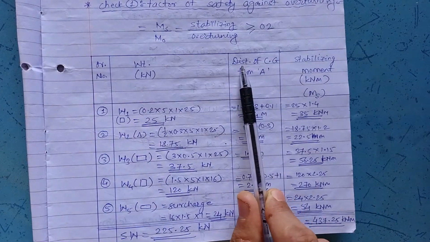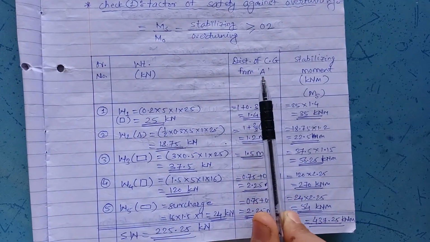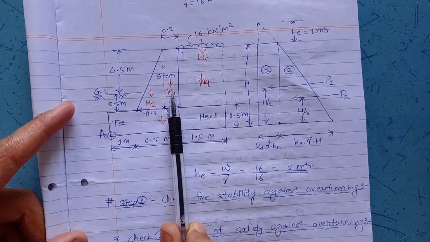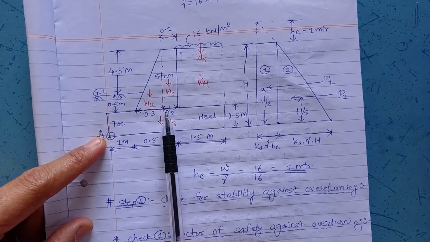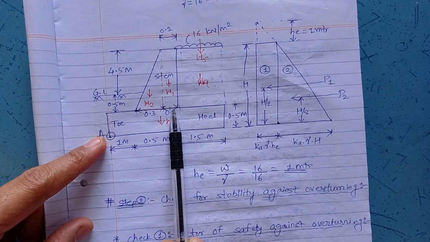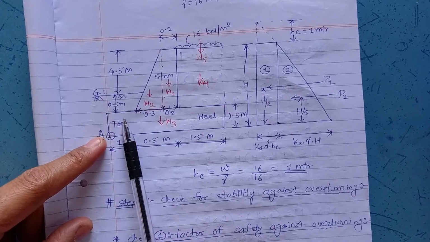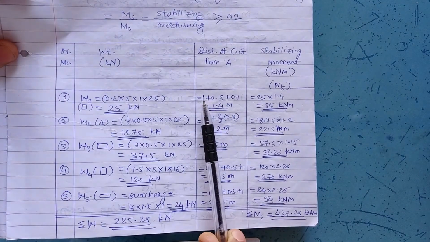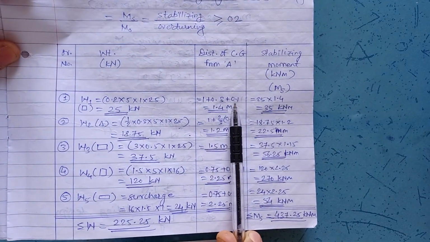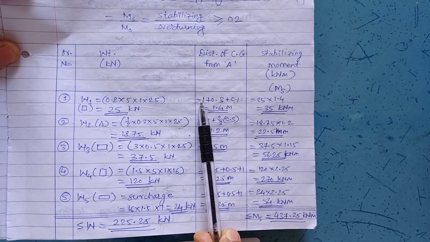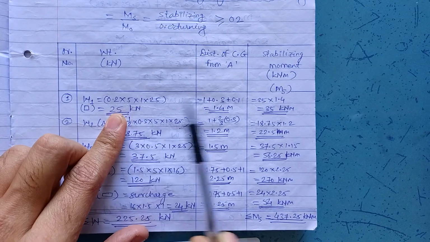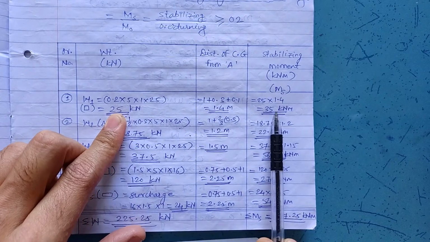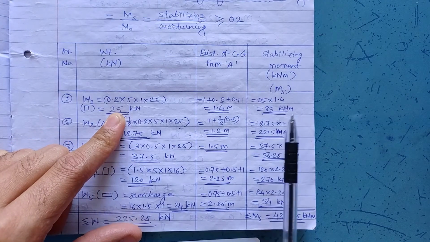Now we are supposed to calculate the CG from A. Now we are calculating the CG of this W1 from A. Now CG will be 0.2 divided by 2 plus 0.3 plus 1. Here you can see 0.2 divided by 2 is 0.1, plus 0.3 plus 1, it comes to 1.4, and multiplying this downward force into the lever arm we get the stabilizing moment, that is 35 kilonewton meter.